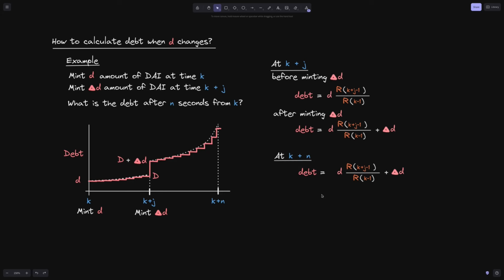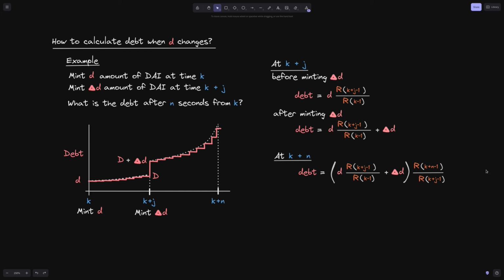Well, to begin with, the user owed this much amount of debt at time k plus j after minting delta D. And from here, this is the principal amount that the user has to repay. From here, we'll need to apply the interest rate over every second until time k plus n. This is accomplished by multiplying this principal amount by the rate accumulation function. The current rate accumulation function at time k plus n is r(k+n) minus 1. The rate accumulation function when this user borrowed this much amount of DAI is r(k+j) minus 1.